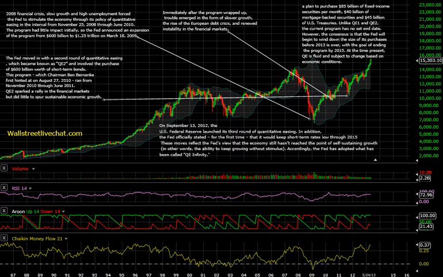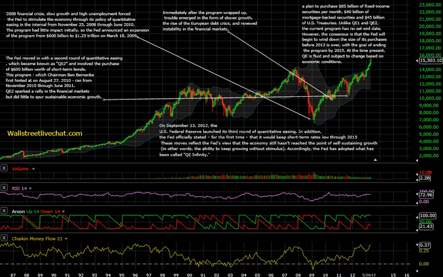slow growth and high unemployment forced the Fed to stimulate the economy through its policy and quantitative easing, in the interval of November 25th, 2008 through June 2010. The program had little impact initially, so the Fed announced an expansion of the program from $600 billion to $1.25 trillion, and that was in March of 2009.